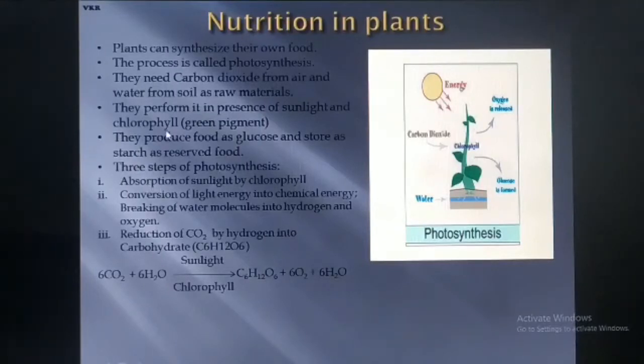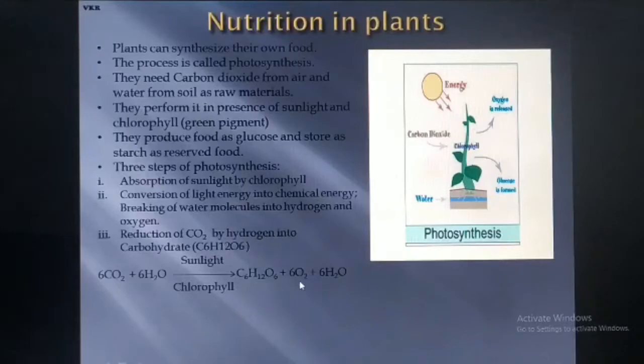So you know that there is a green pigment, chlorophyll. This green pigment chlorophyll has very important functions to play. First, it helps in absorption and trapping of the sunlight. So chlorophyll plays a very crucial role here. Apart from this, chlorophyll also does one important thing: it converts the light energy into chemical energy. And not only that, it helps the sunlight to break water molecules.